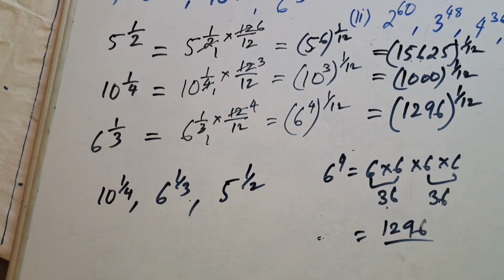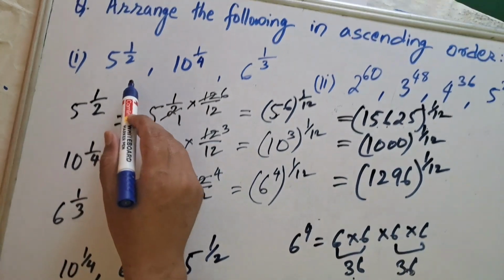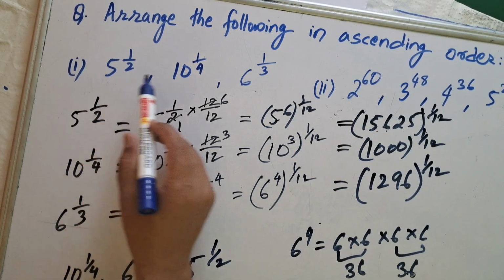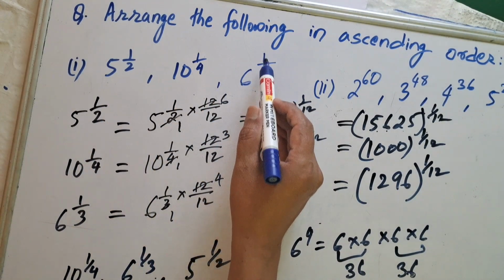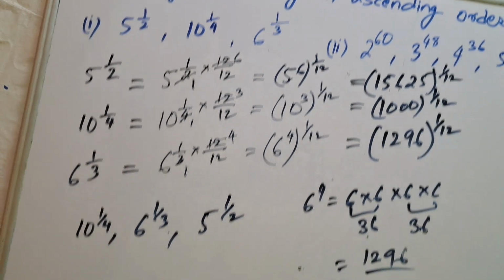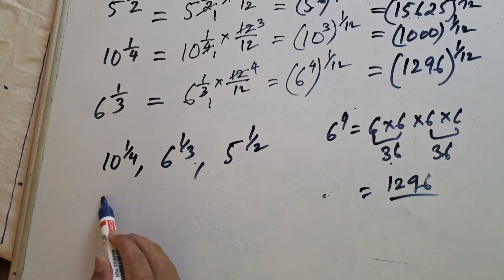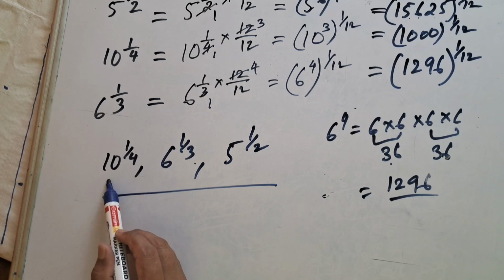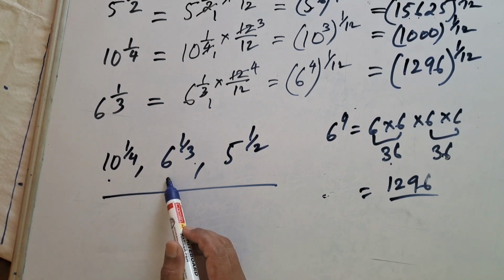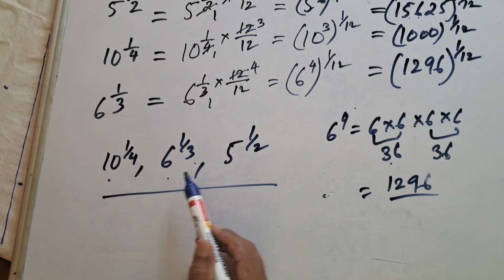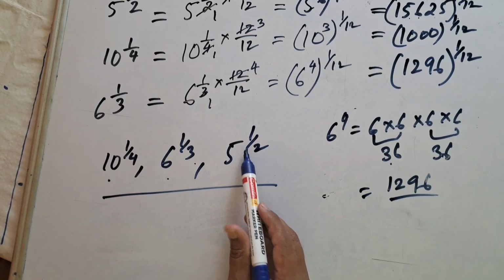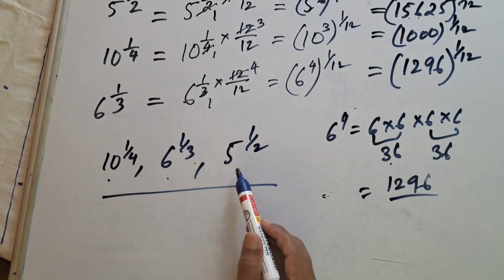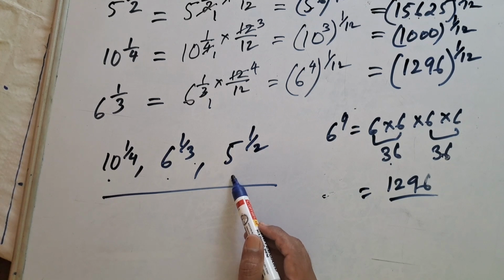So we were asked to arrange these numbers, 5 to the power 1 by 2, 10 to the power 1 by 4, and 6 to the power 1 by 3 in ascending order, and we have arranged them. 10 to the power 1 by 4 is the smallest one, 6 to the power 1 by 3 is a little bigger than this, and 5 to the power 1 by 2 is the greatest among all these three numbers, okay? I hope you got this.